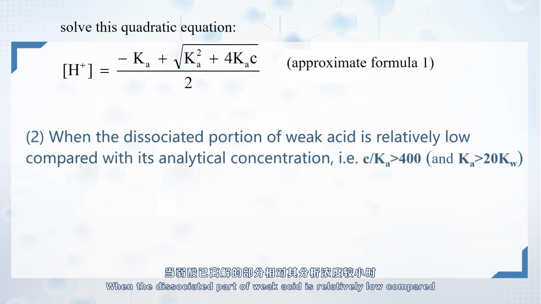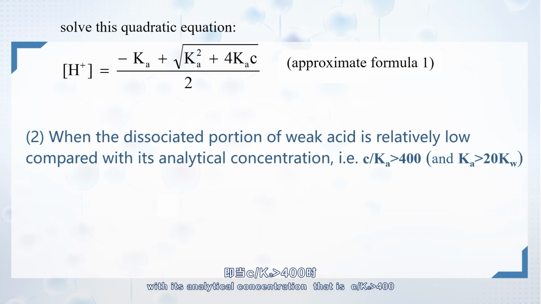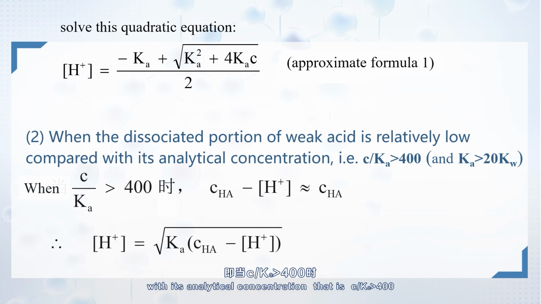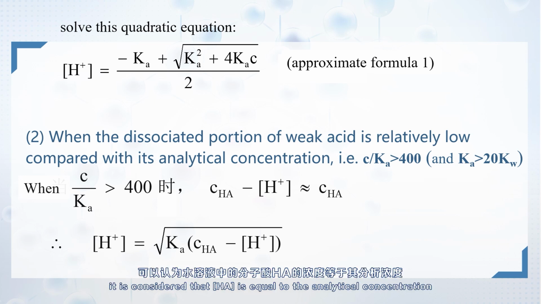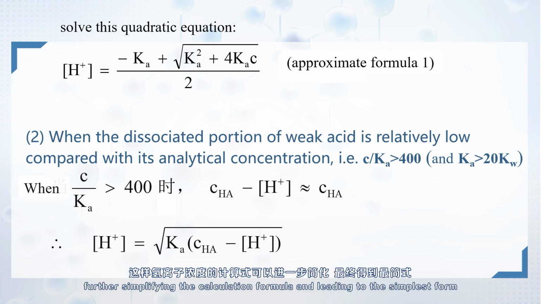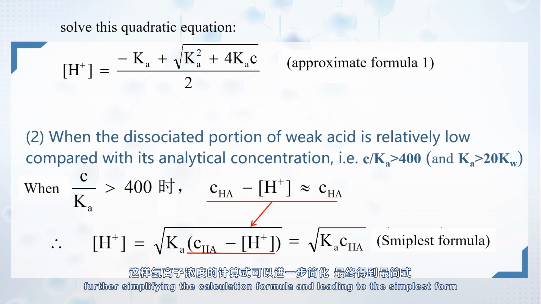When the dissociated part of weak acid is relatively low compared with its analytical concentration, that is, C divided by Ka larger than 400, it is considered that HA is equal to the analytical concentration, further simplifying the calculation formula and leading to the simplest form.